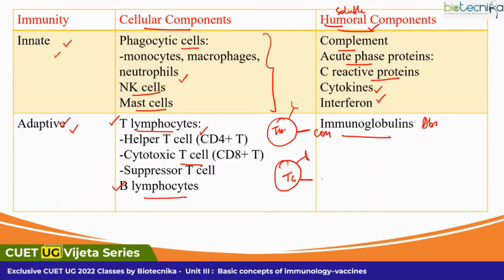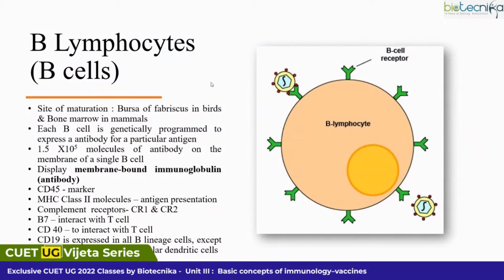Now along with that they have a CD8 molecule, right? So this table is again important from your exam point of view. Now apart from that, we'll see the B cells and T cells. What are the surface markers that are present on the B cells? Because they are very important.